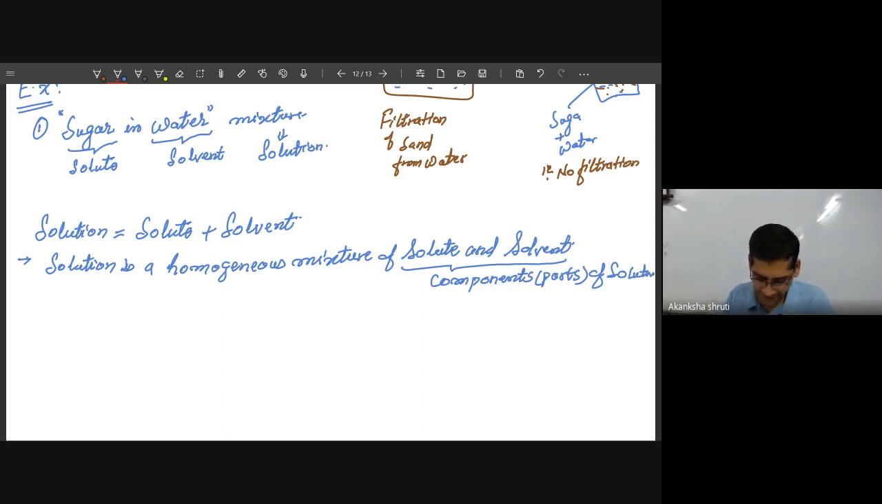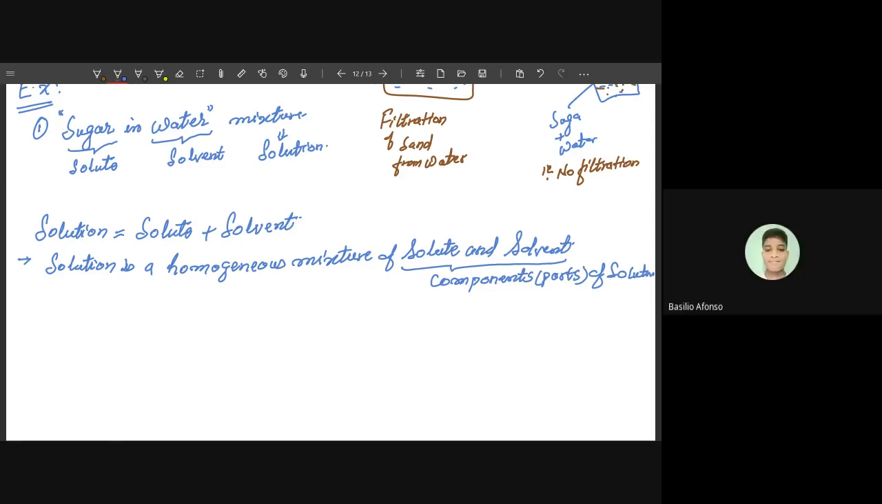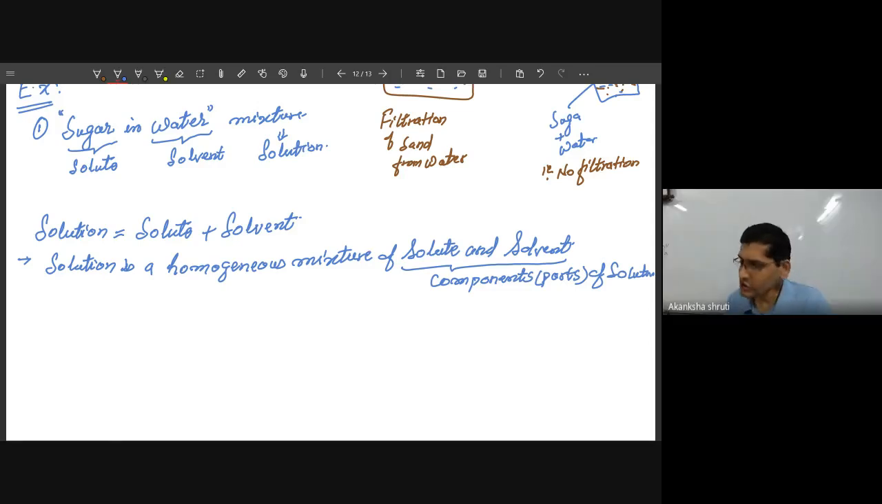The part which is present in a larger amount is called solvent, and the part which is present in a smaller amount is called solute. These solute particles are uniformly distributed and lie between the interparticle space of the solvent, so they are well dissolved. Okay, so write it here.